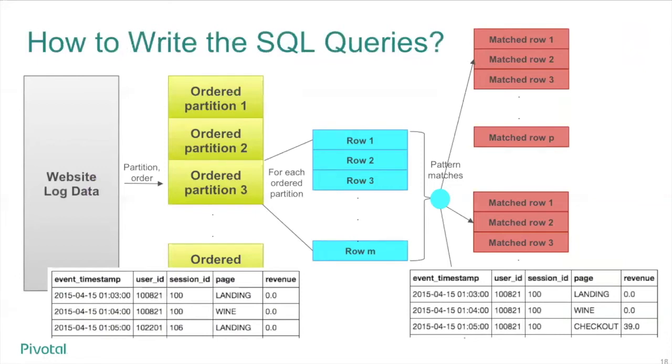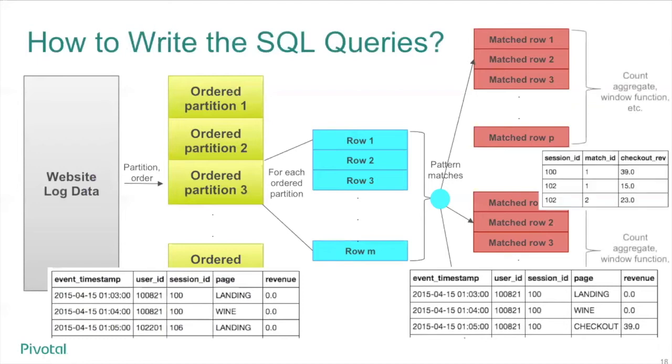And once we have these matched patterns, in our case, this was quick shoppers, we want to do something with that. We want to count them or aggregate, do an aggregate function, run a window function, etc. So this is a pretty complex set of operations. It involves doing complex pattern matching across rows, not just within a row. And it's not something that's easily supported by SQL, even if you wrote a lot of SQL.